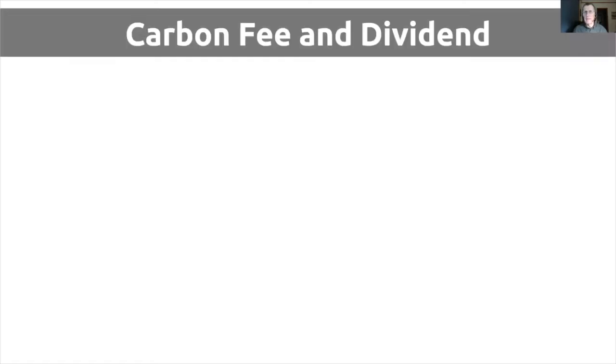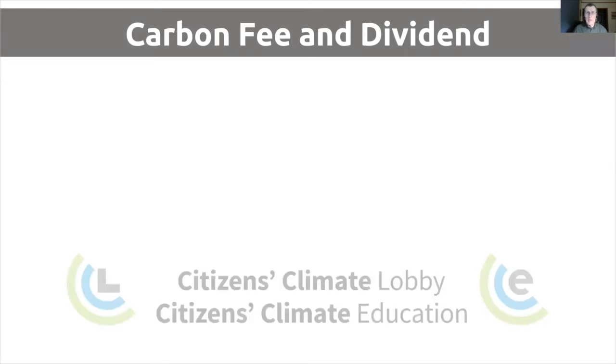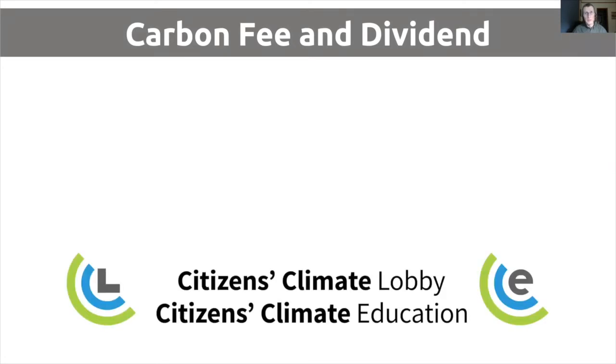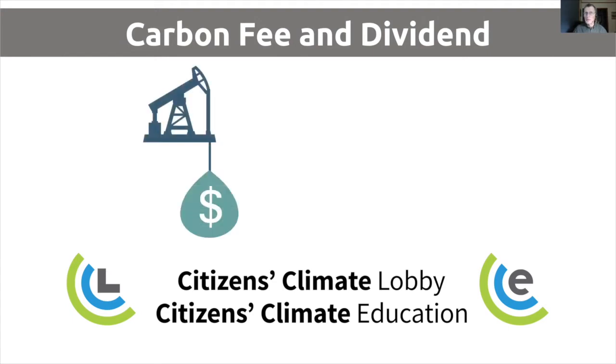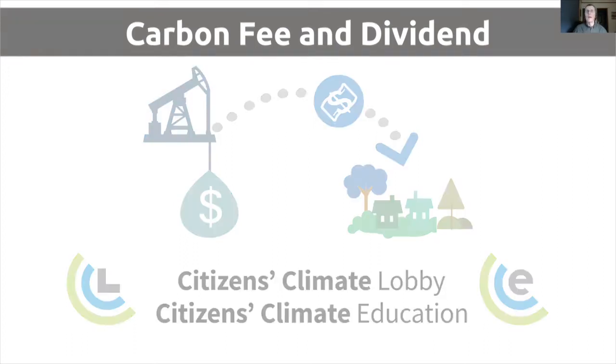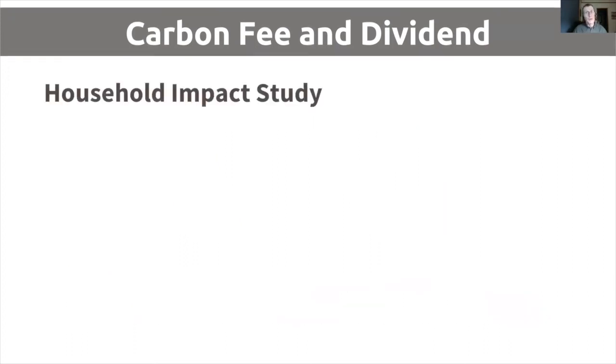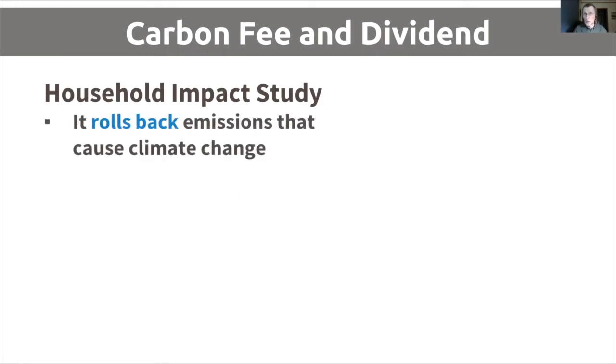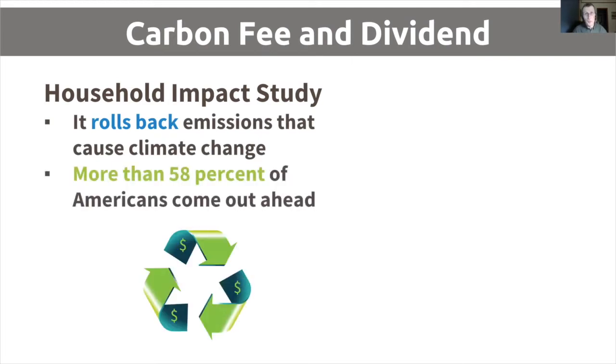Carbon Fee and Dividend. It's a plan from Citizens Climate Lobby that provides a big solution to meet the scale of the climate problem in the time frame we need, while actually benefiting the economy. It puts an annually rising fee on fossil fuel carbon, but then recycles money back to households on an equal per person basis. That's the dividend part. A study we commissioned on this plan showed that even without considering the money saved by rolling back emissions that cause climate change, a majority of Americans would come out ahead, especially the poor.